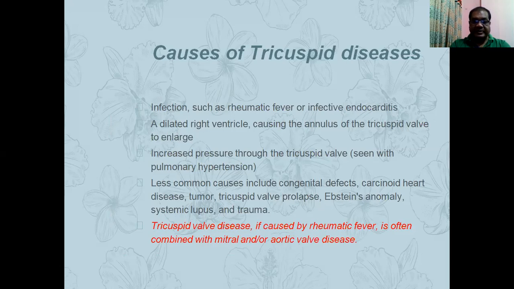ultimately tricuspid regurgitation. Less common causes include congenital defects, carcinoid heart disease, tumor affecting this area, tricuspid valve prolapse, Ebstein anomaly, systemic lupus, and trauma. Tricuspid valve disease, if caused by rheumatic fever, is often combined with mitral and or aortic valve disease.